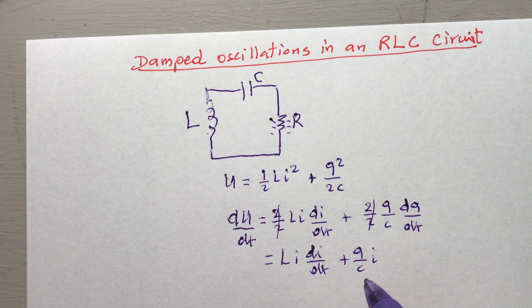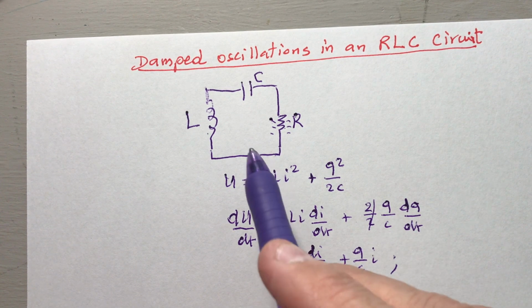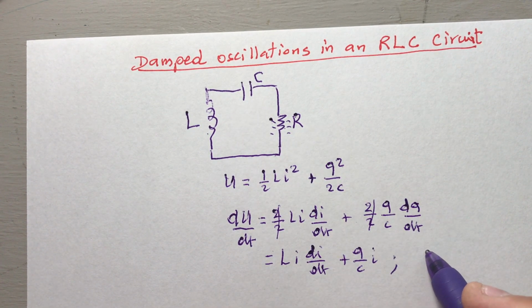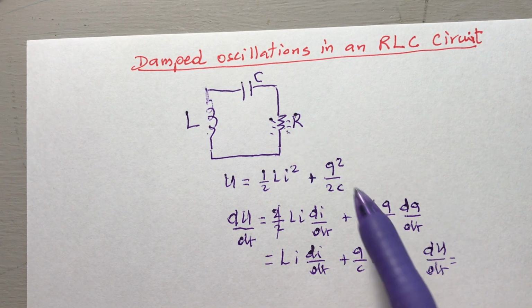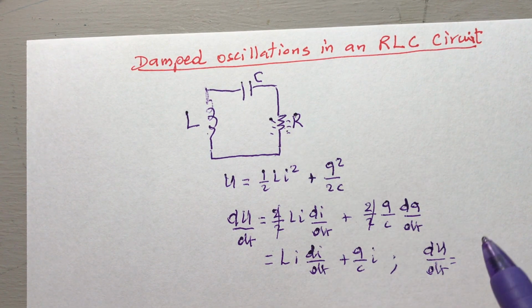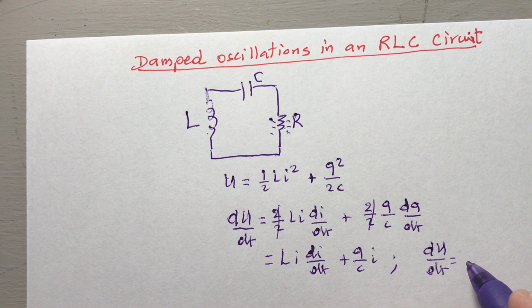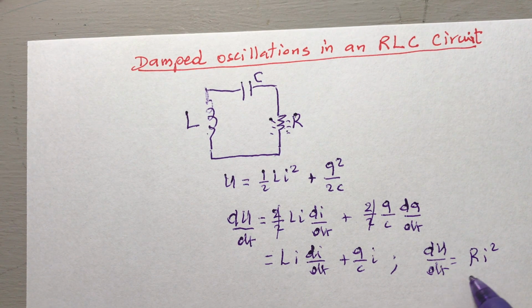Now, if we look at the resistor, that energy is going to come out of the resistor, so I put here dU/dt. This is a power. The energy is going to come out in the form of energy over time, which is power. So the power that comes out of the resistor is Ri squared, the resistance times the current squared. But we lose energy through the resistor, so put a negative sign.